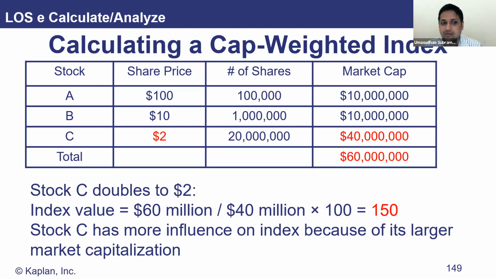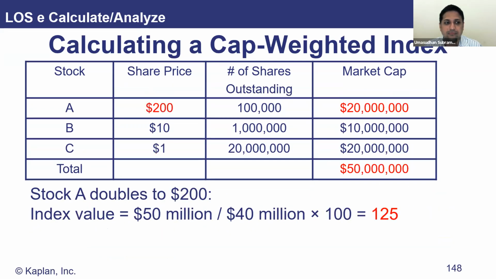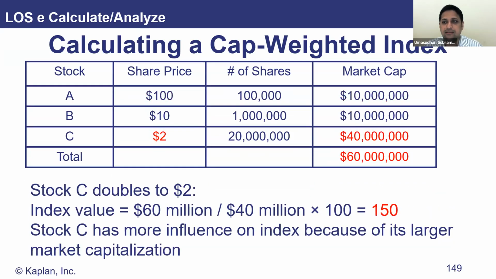Isn't it? So stock C doubles, and that's going to have a higher impact on your ultimate index because stock C has a higher market capitalization, resulting in a higher weightage in a market cap weighted index. So your index grows by 50%, 100 to 150. Does this make sense? Yeah. Do you get it? Are you guys there? Does it make sense? You understand how this works?